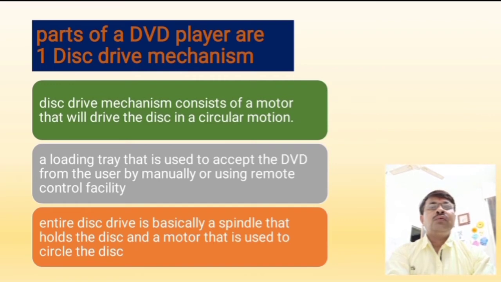So the first part of DVD player is disc drive mechanism. Disc drive mechanism consists of a spindle motor that will drive the discs in circular motion with speed from 200 to 500 rpm.